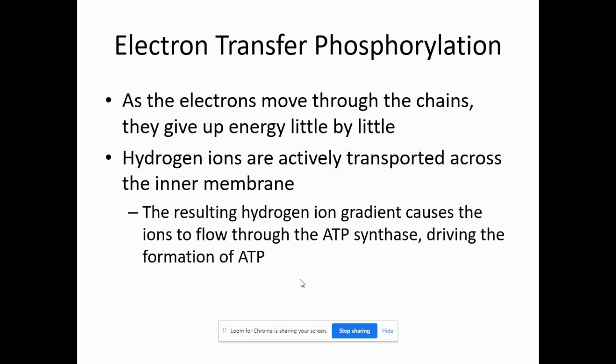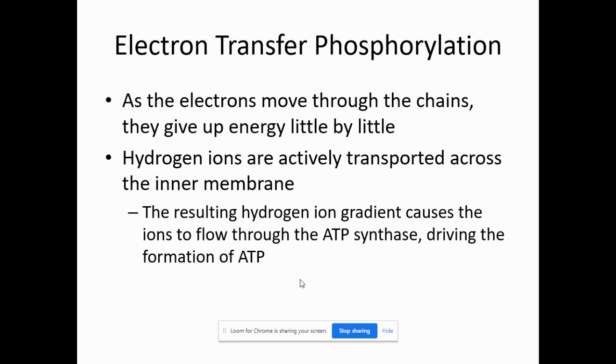What's the point of that energy? Well, this is where the hydrogen ions come in. Those hydrogen ions that are given up by NADH and FADH2 molecules, that energy from the electron transport chains is used to shuttle hydrogen ions against their concentration gradient across the inner membrane. Now, it's actively transported. Remember what active transport needs? It needs the input of energy.